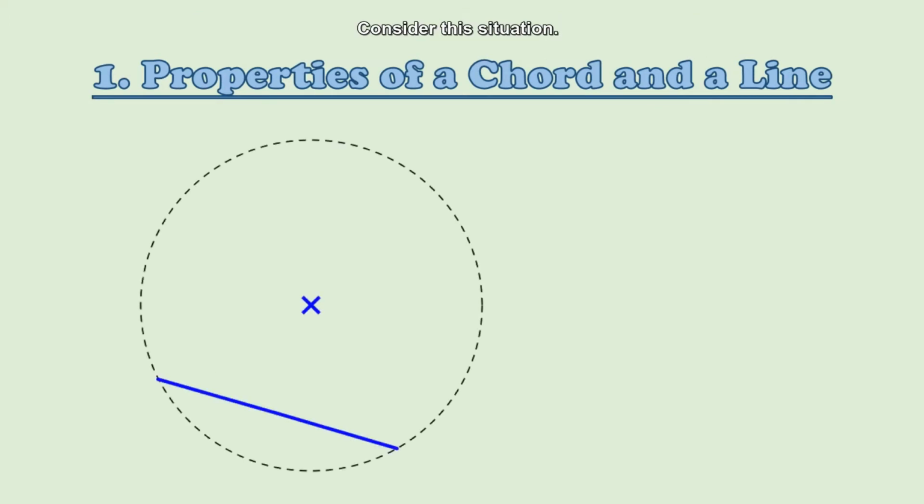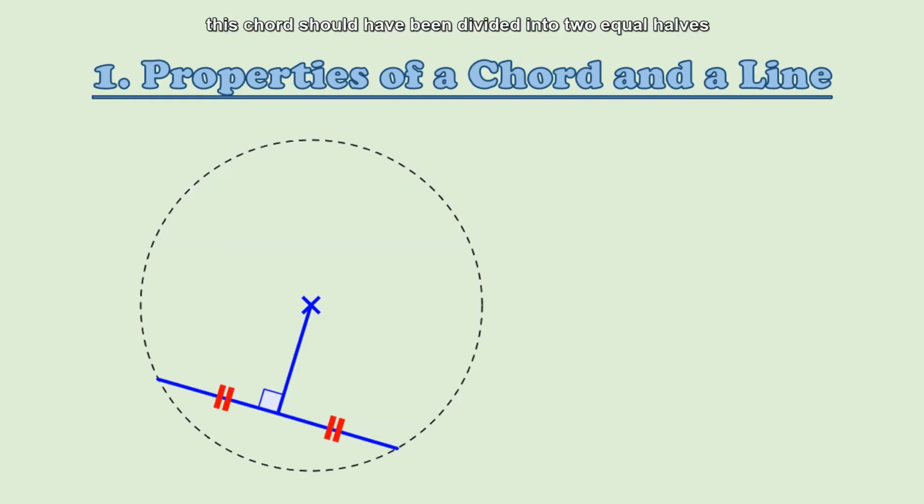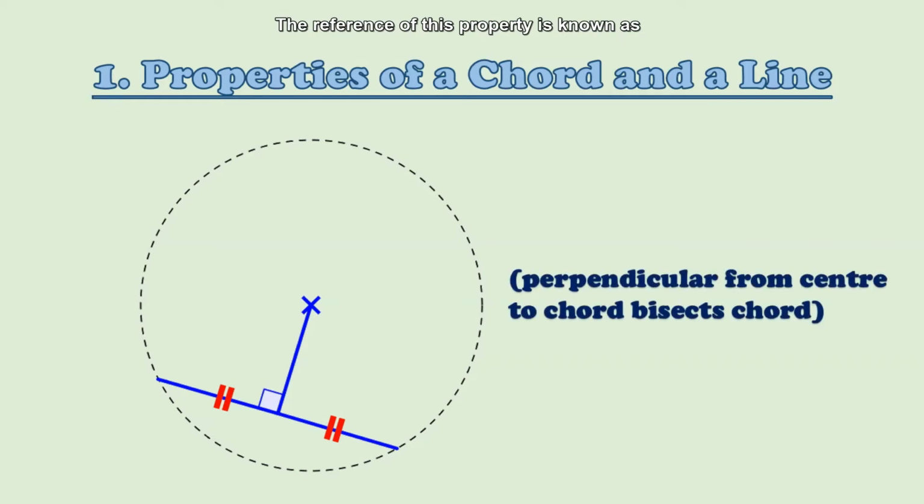Consider this situation. Suppose there is a chord of a circle and a line is drawn from the center to the chord, such that they are perpendicular to each other. In this chapter, we should learn that this chord should have been divided into two equal halves by this perpendicular line drawn from the center. The reference of this property is known as perpendicular from center to chord bisects chord.